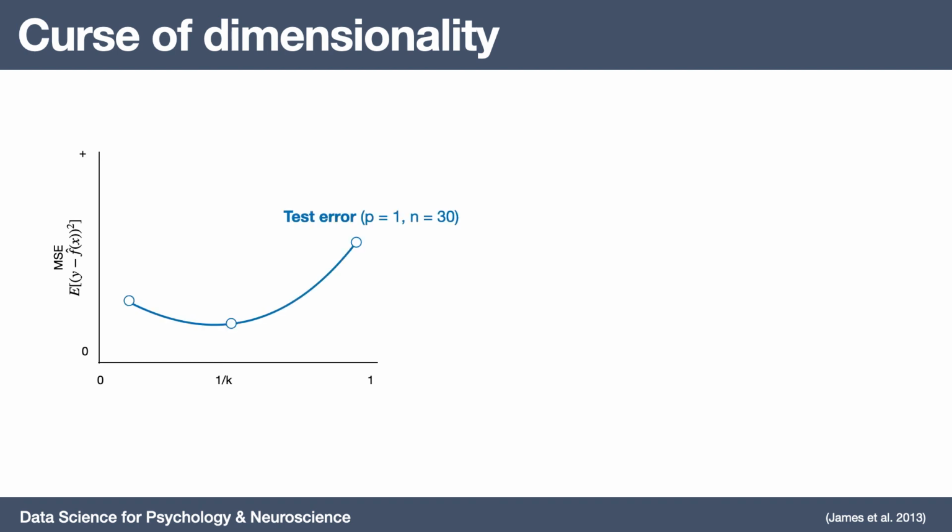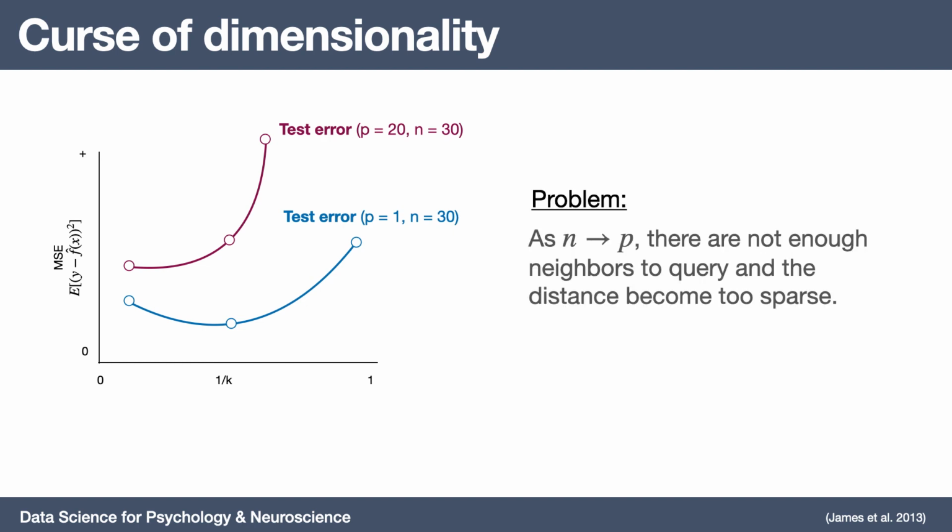With low dimensionality, let's say where I have one variable and 30 observations, you'll get reasonable test error curves that look like this. You can easily see where you manage the bias-variance trade-off. However, with very high dimensionality, let's say the case where you have 30 observations and 20 variables, you get test error that just seems to exponentially increase. In fact, as n approaches p, there just aren't enough neighbors to query, and that distance becomes too sparse. So you just get this failing test error. You never really find a good point at which you manage the variance-bias trade-off or fit your model.